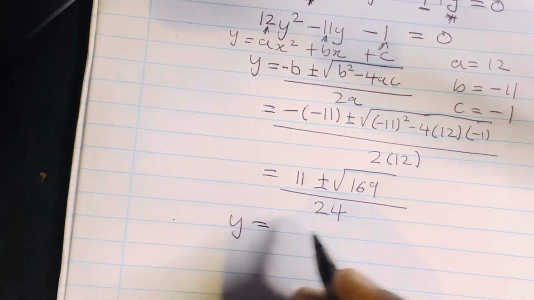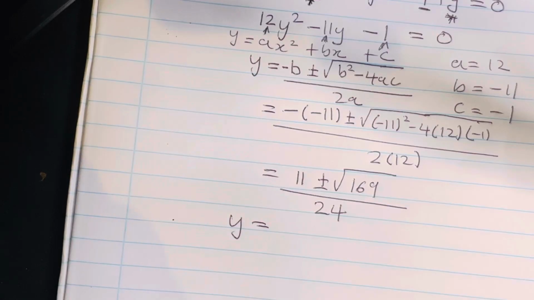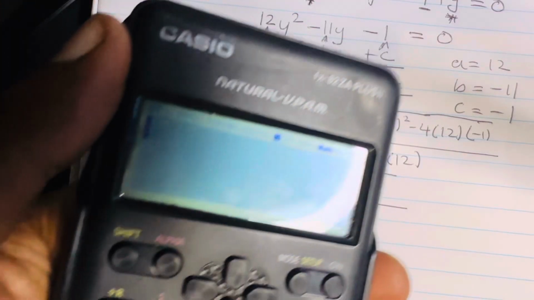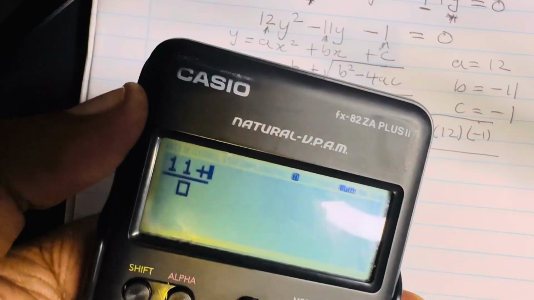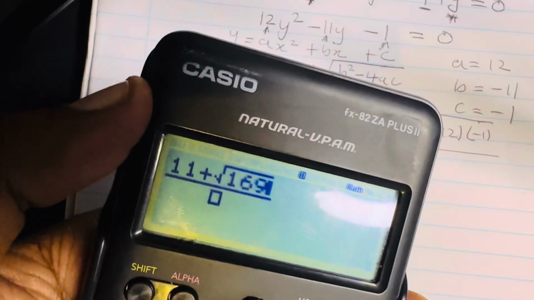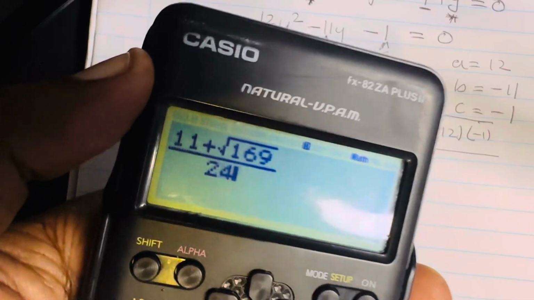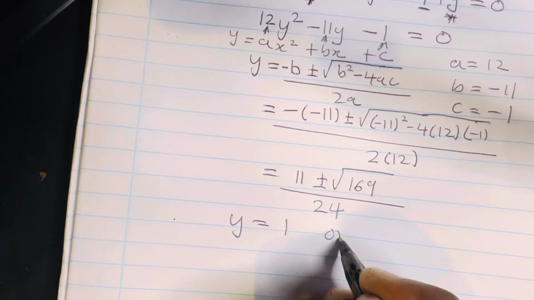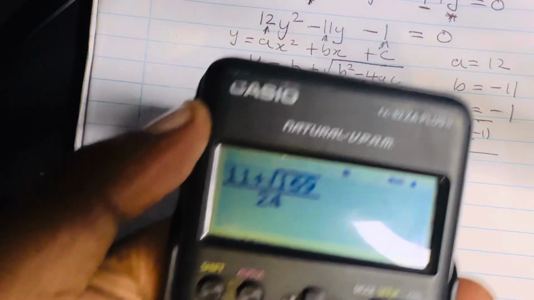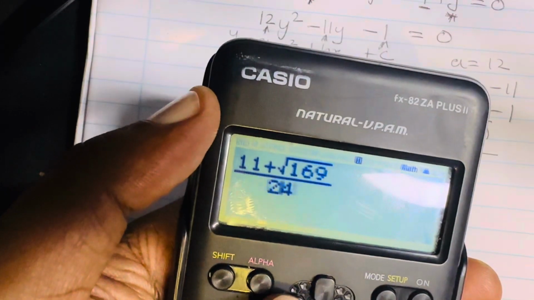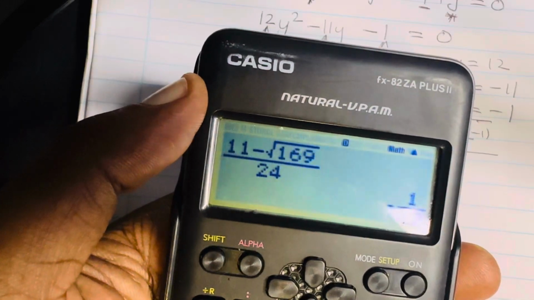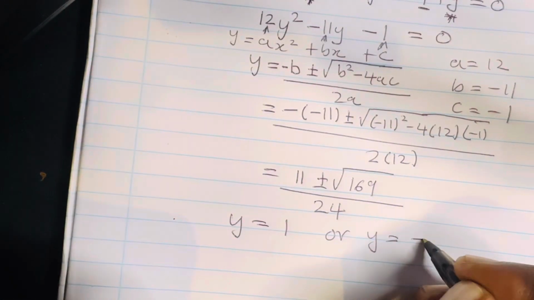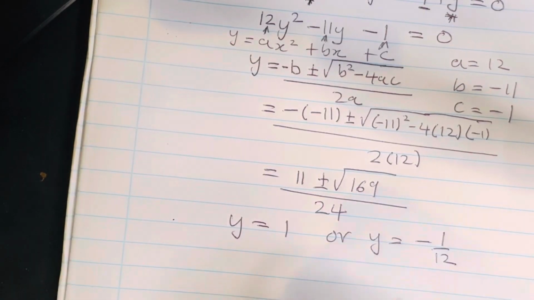From here we get the y values. We substitute: 11 plus root of 169, divided by 24, which gives y is equal to 1, or y is equal to, instead of punching again, we just change the sign to minus, which gives negative 1 divided by 12.